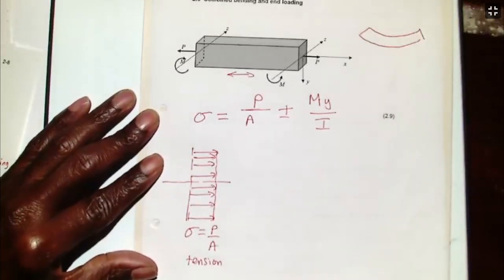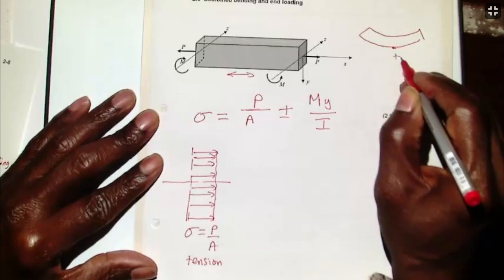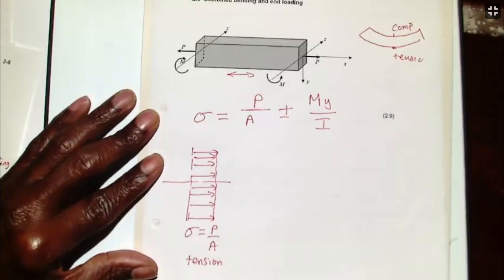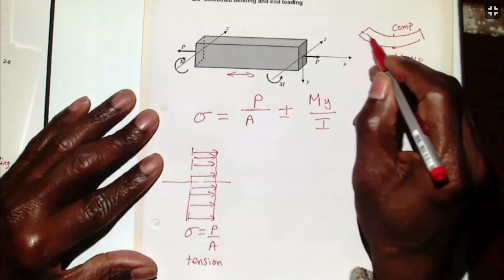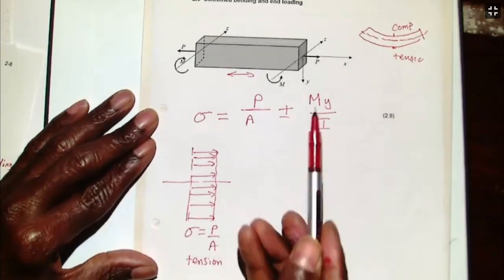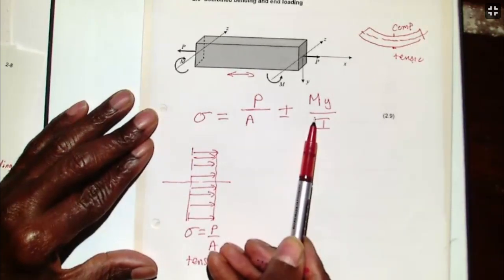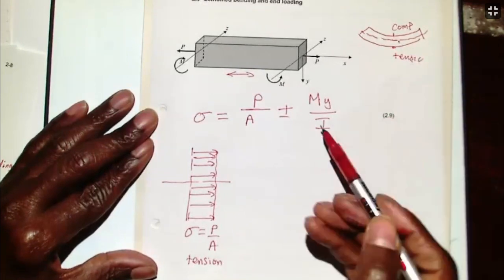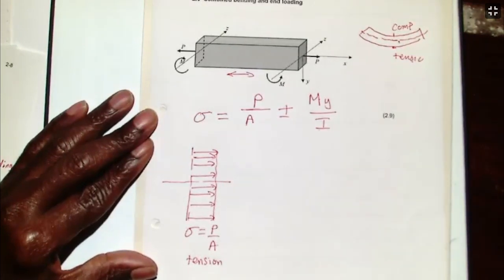Right? So here is in tension. Here is in compression. Okay, and the neutral axis is right in the middle, has no stress. So that tensile stress is given by this, coming from the bending moment, how far you are from the neutral axis, and I is whatever geometry you've got for the particular cross-section.